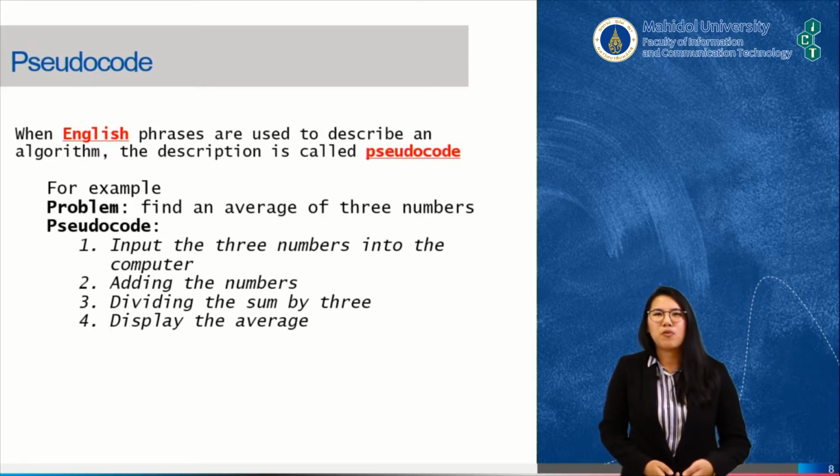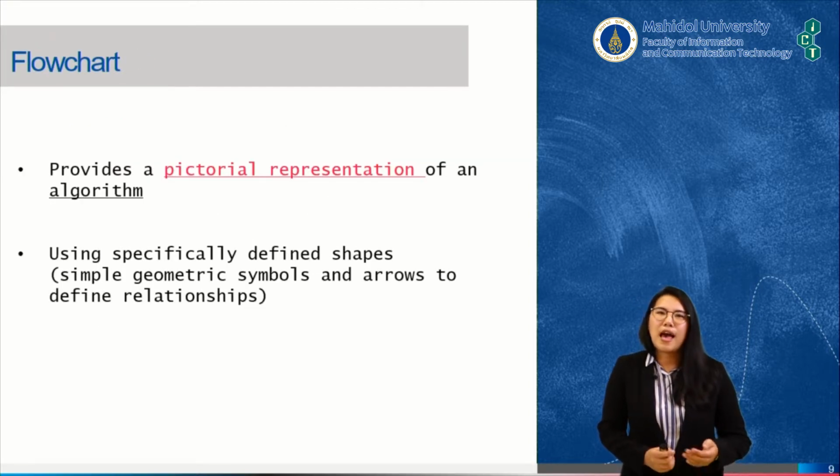The first one, you input three numbers into the computer. Second one, adding the numbers. Third, dividing the sum by 3. And the last is display the average. And a flowchart is the pictorial representation of an algorithm.